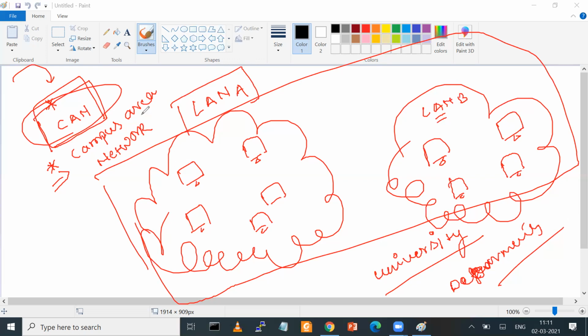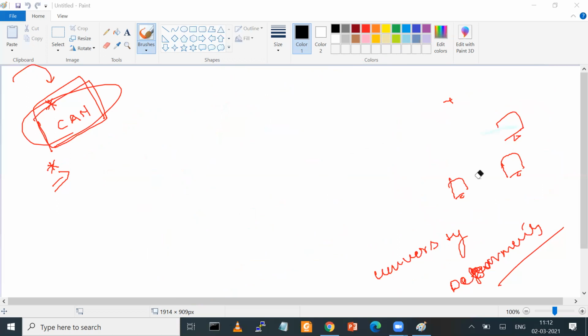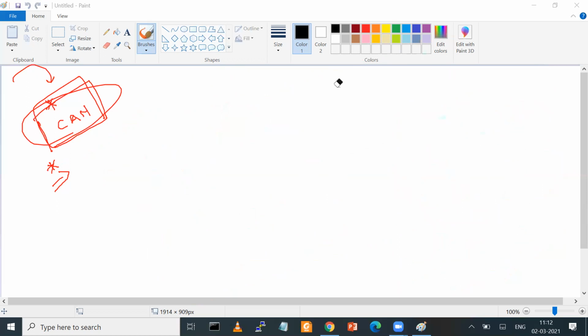But guys, again I'm saying, in real time scenarios we only use LAN and WAN. There is as such no CAN and all. So we have LAN and CAN. In a very similar way, if I talk further, campus area network, ideally people say it has a 5 kilometer range.